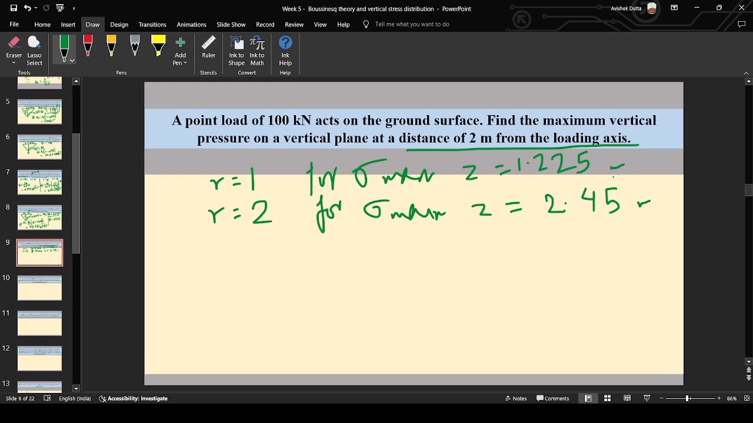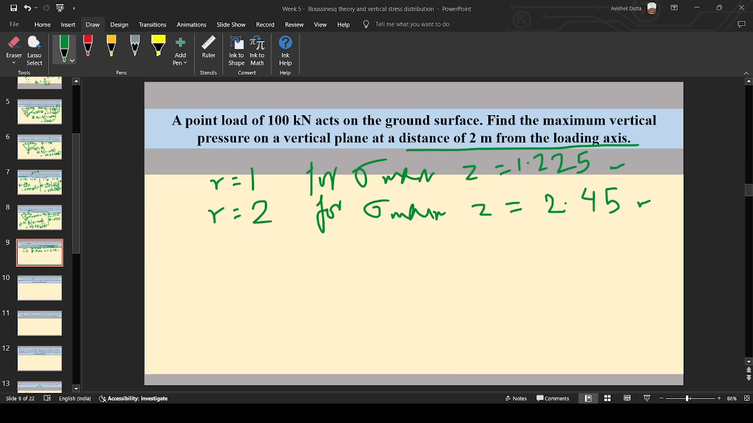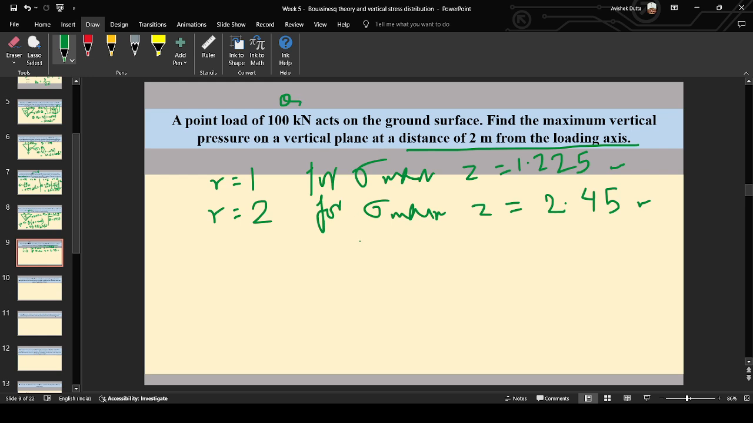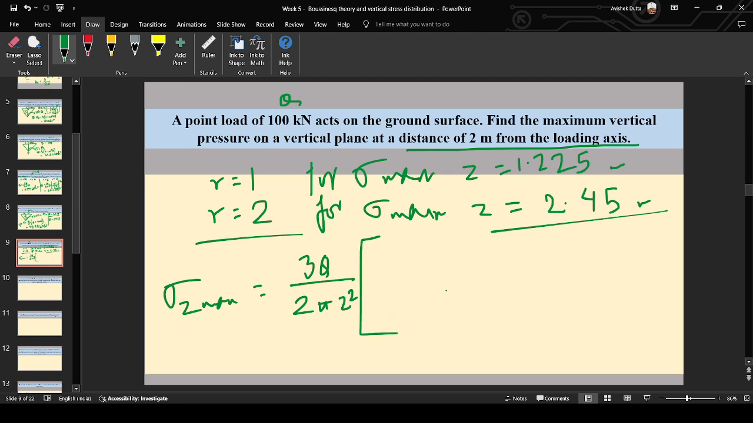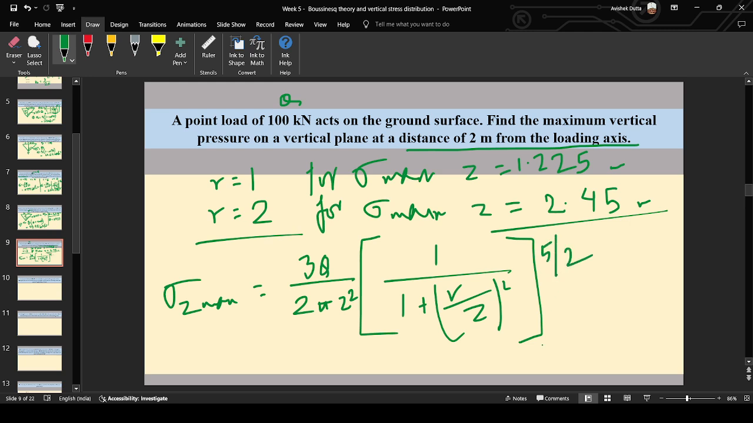Here we have the value of the point load, that is Q. We have R, we have Z. Now putting everything in the formula, sigma Z max, again Boussinesq theory, 3Q divided by 2 pi Z square, into 1 divided by 1 plus R by Z, this one whole square, whole to the power 5 by 2. Put everything in the formula, you get a value of approximately 2.22 kilonewton per meter square.